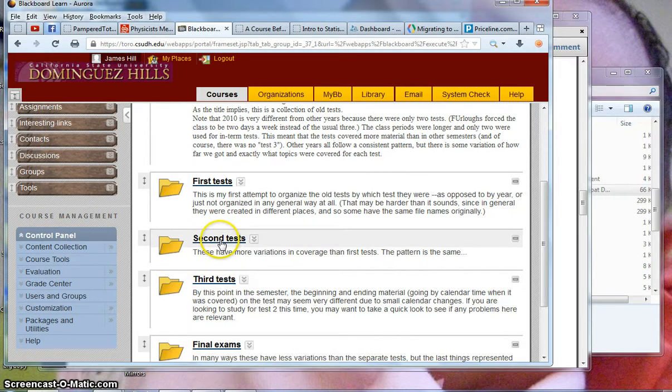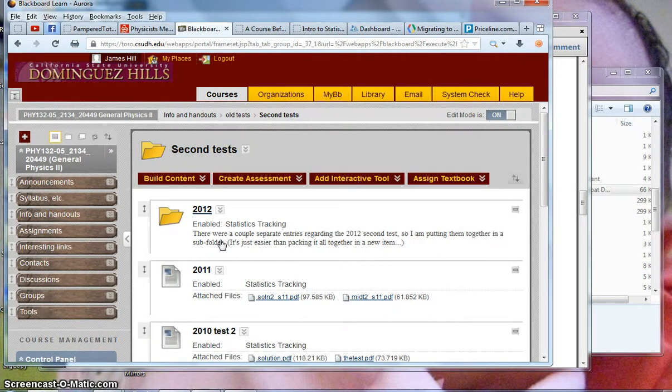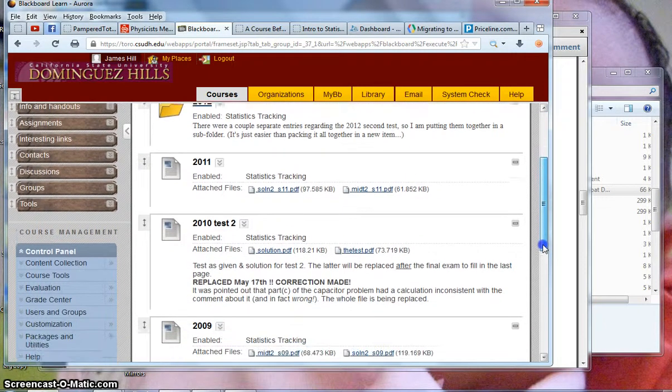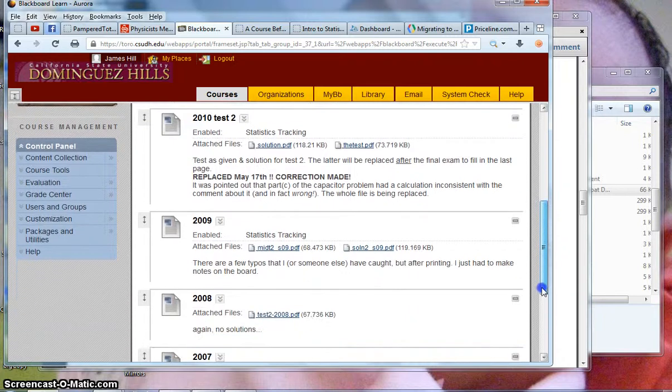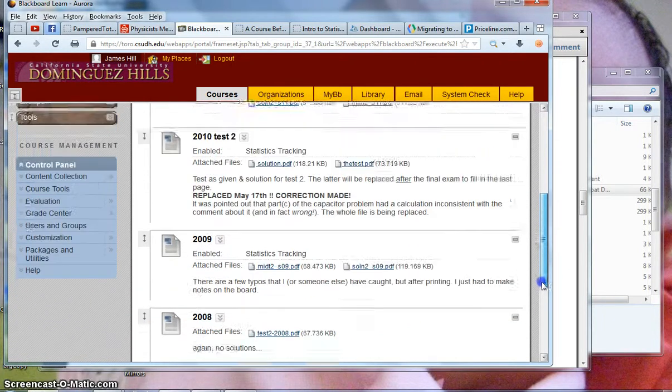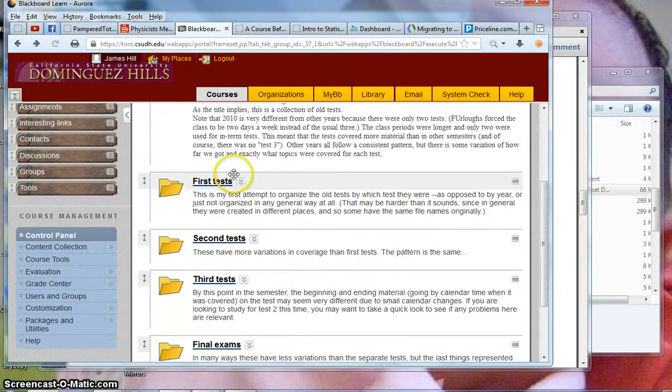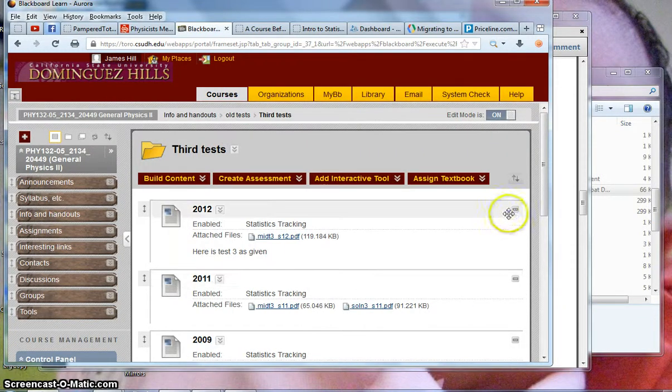Most of the material will be on the second test, but some of it will be on the third test. The last few years, I've got tests and solutions for the second test. So there's a lot there you can look at and study. Okay. The third test, you may have to be a little judicious on your own about looking and thinking of what is relevant to this.